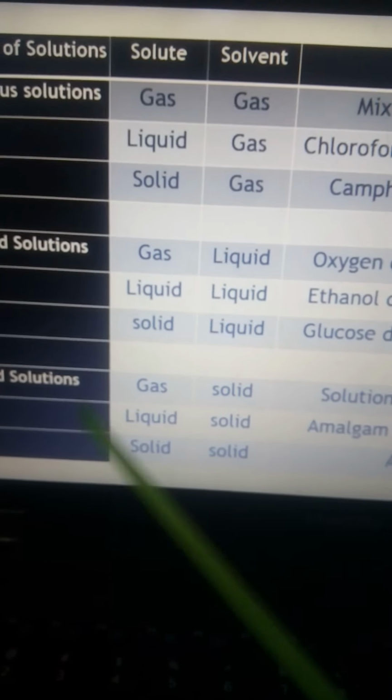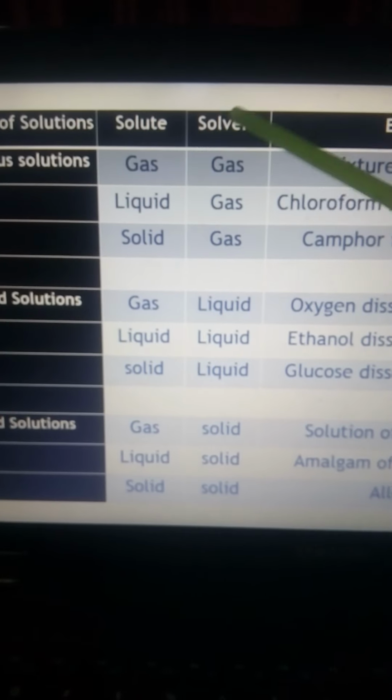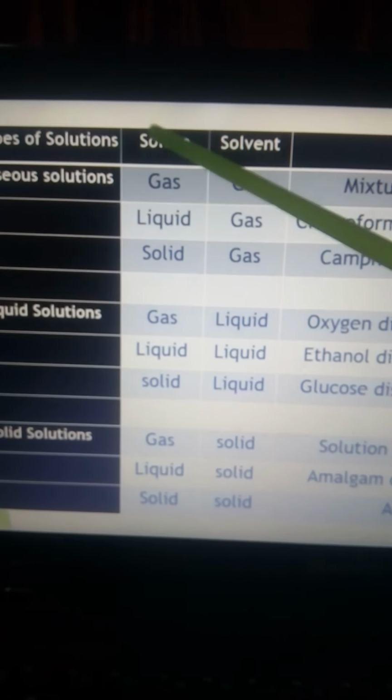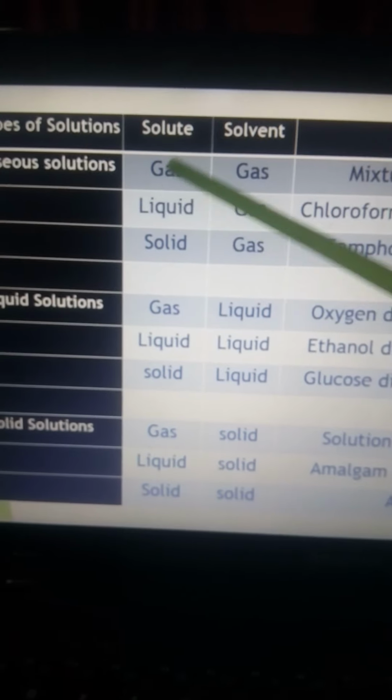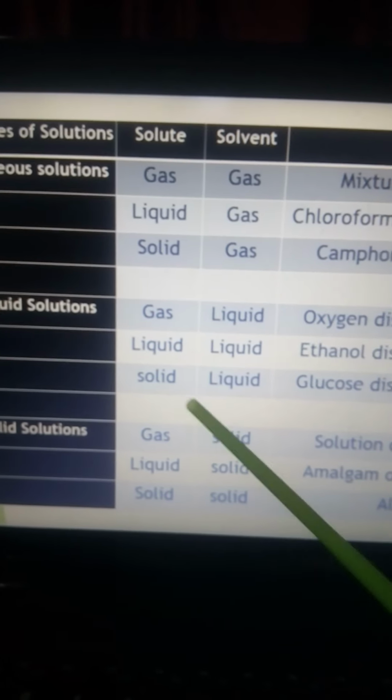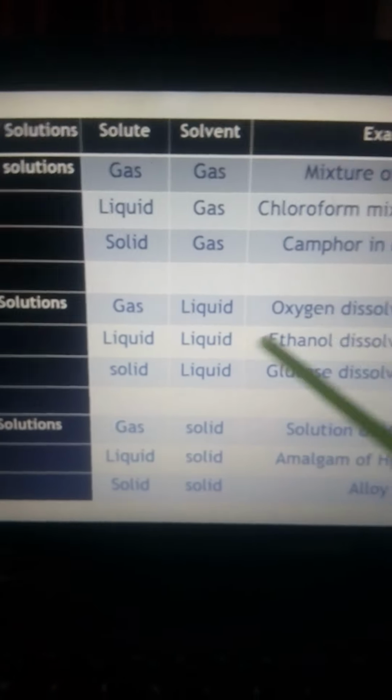So this way, depending upon the phase of the solvent and the state or phase of the solute, we are getting 3 times 3, 9 types of solution, you remember. So how many types of solution will we get? That is 9 types of solution. The solvent may be present in the 3 states, gas, liquid and solid. Similarly, the solute may also be present in gas, liquid and solid in each case of solvent, and thereby you are getting 3 times 3, 9 types of solution. So these are the types of solution.